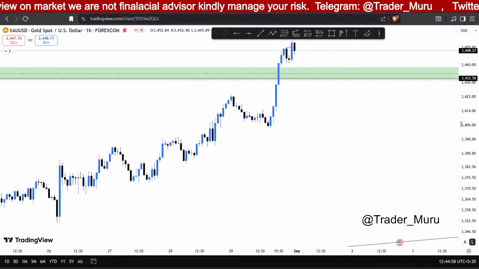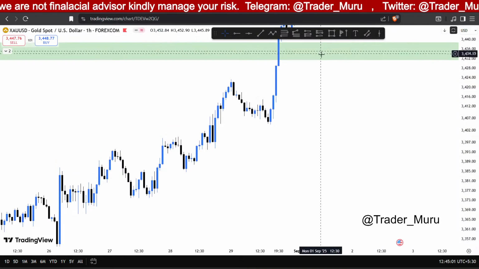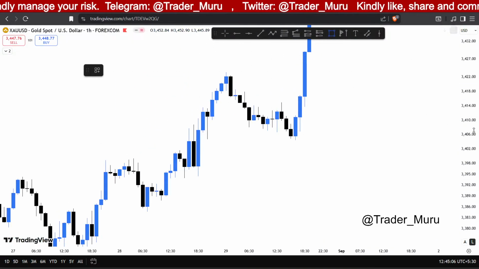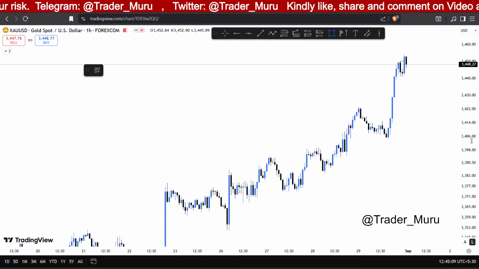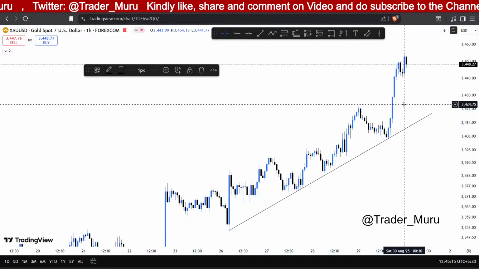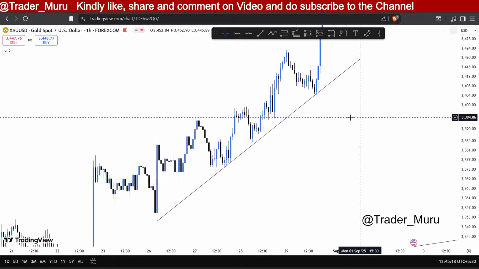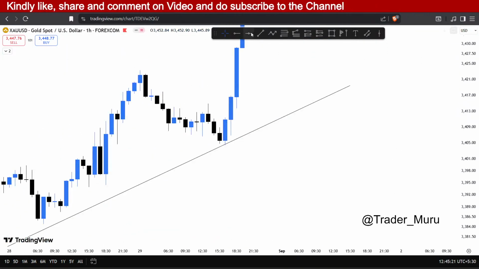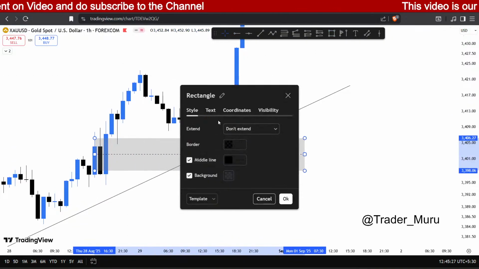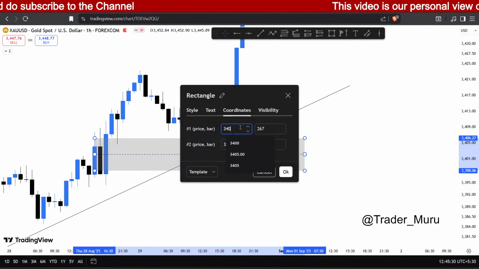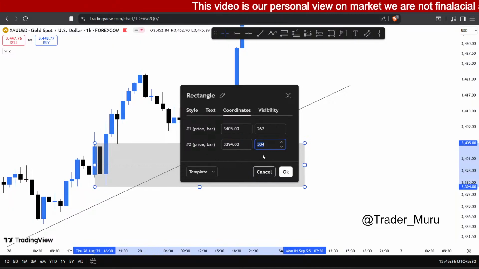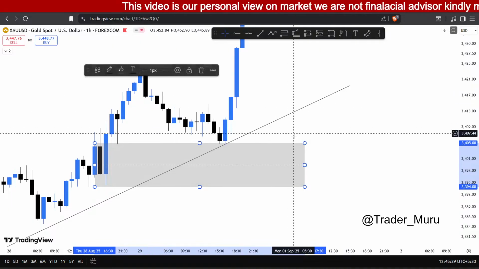I told you guys to watch a level. Let's talk about yesterday's level, which is around this one, and our target was 3400. Now our zone was starting from 3405 to 3394. So this was our full zone from where we were expecting price to bounce.